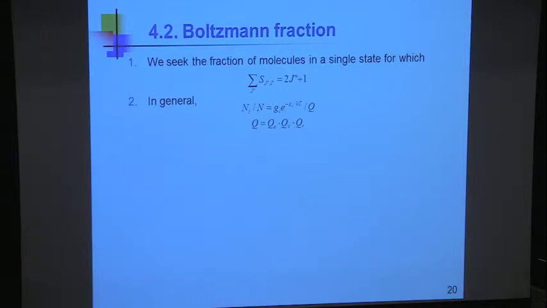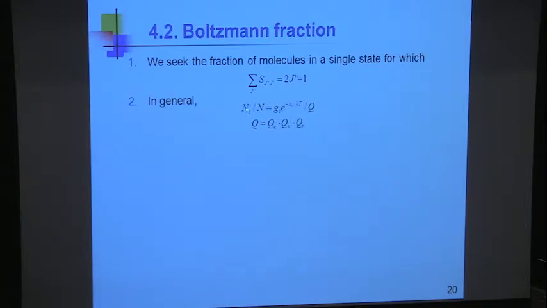So remember, we want to find the Boltzmann fraction, which means we want to know the Boltzmann fraction in a state. That state is one for which the remaining degeneracy is 2J double prime plus 1. That means we've got a state. So in general, here's our Boltzmann distribution.